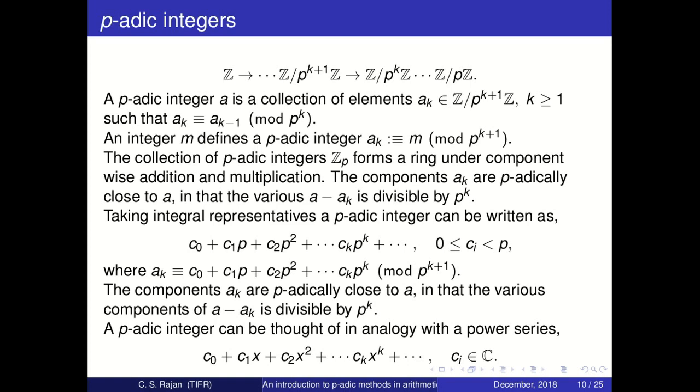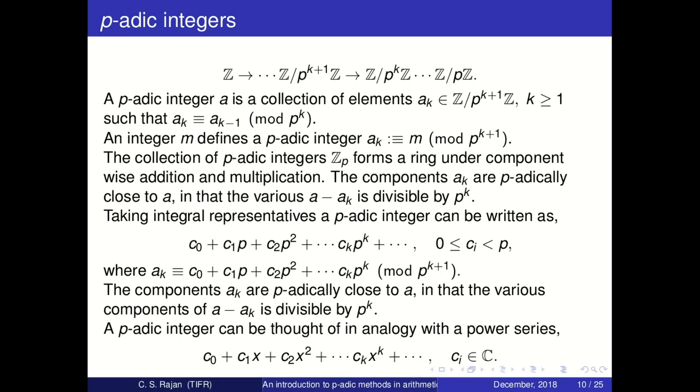And what we think of this ak, I can think of it as integers mod p to the power k plus 1. I will think of these ak as being very p-adically close. What we are looking at is divisibility properties. Okay, we are not looking at distance in the traditional sense when we are looking at the p-adic metric. Two numbers are said to be close if the difference is divisible by a high power of p. Two integers are p-adically close if the difference is divisible by a high power of p. Okay. So the components ak are p-adically close to a, where a is a p-adic integer, in that if I take a minus ak, it becomes 0 out here, right? Which means it is divisible by p to the power k plus 1. So that's what one is looking at.